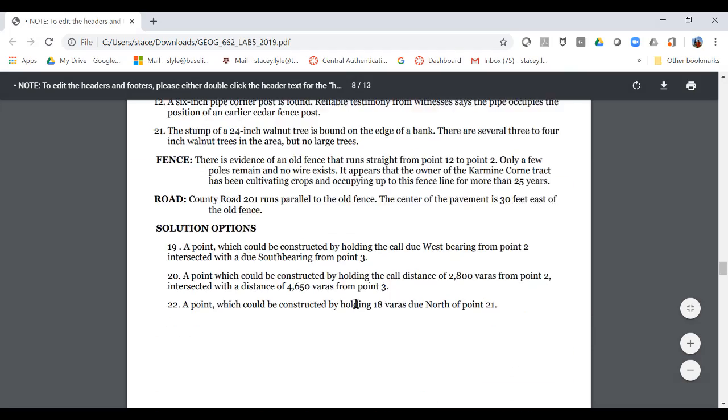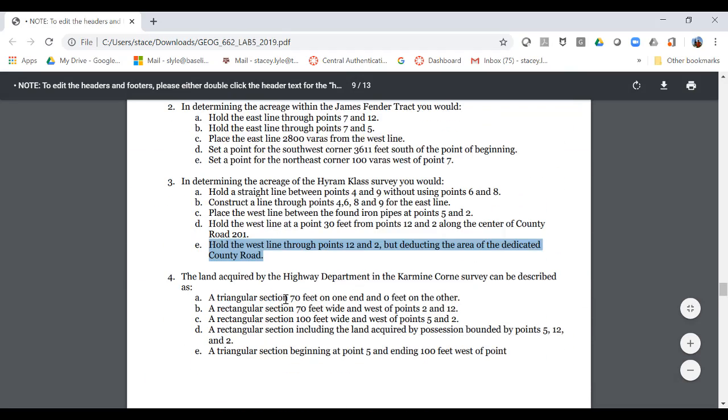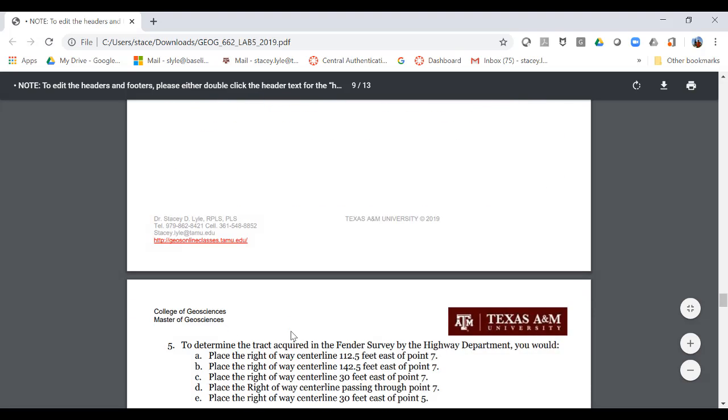So we go back down to our questions, and it says, you know, we would read a triangular piece 70 feet at one end, 0 at the other, or we'd have to calculate what that is, all right? And we would go through there and be able to answer that question from there.